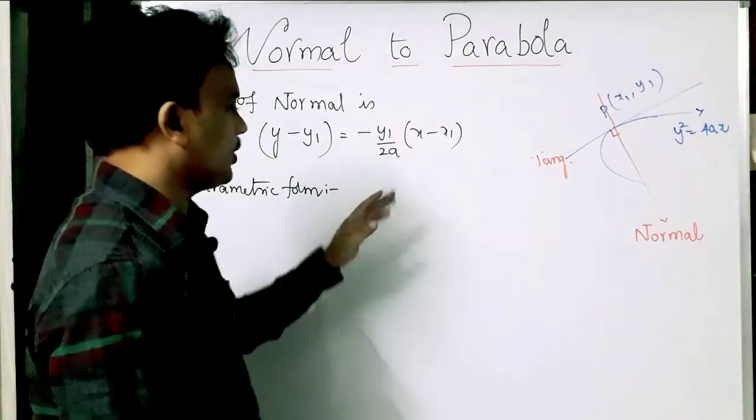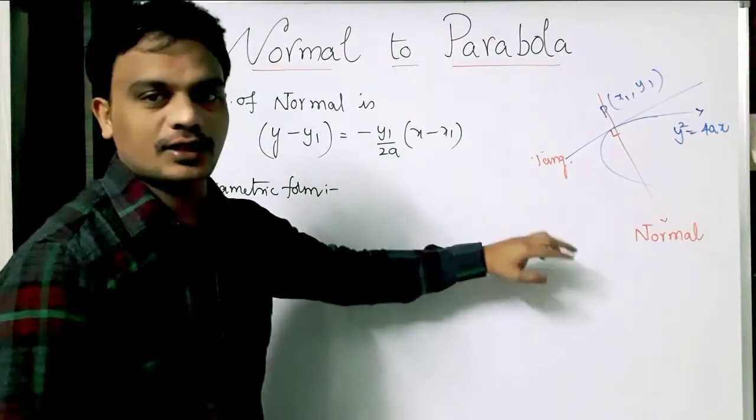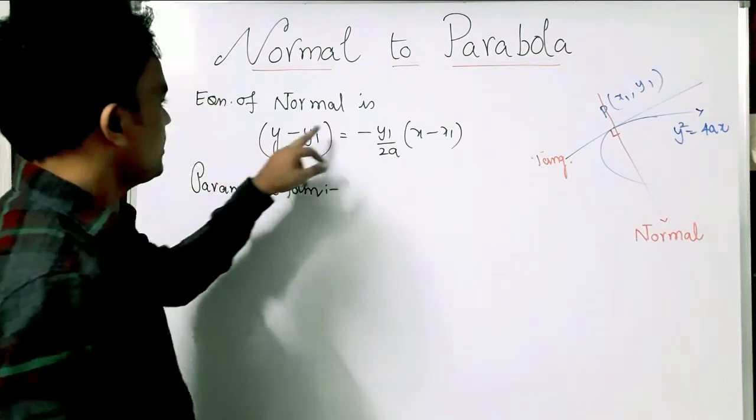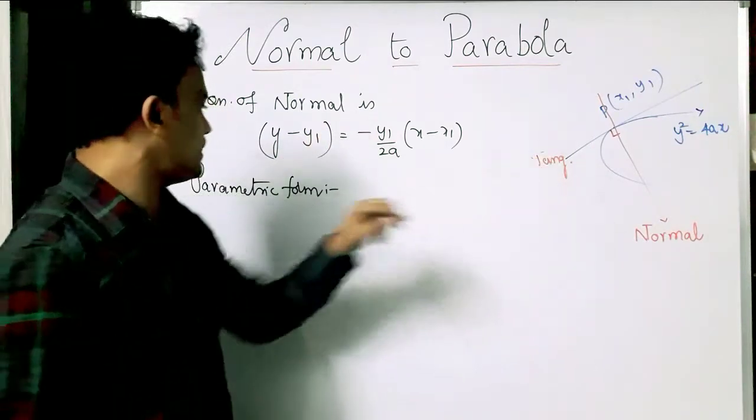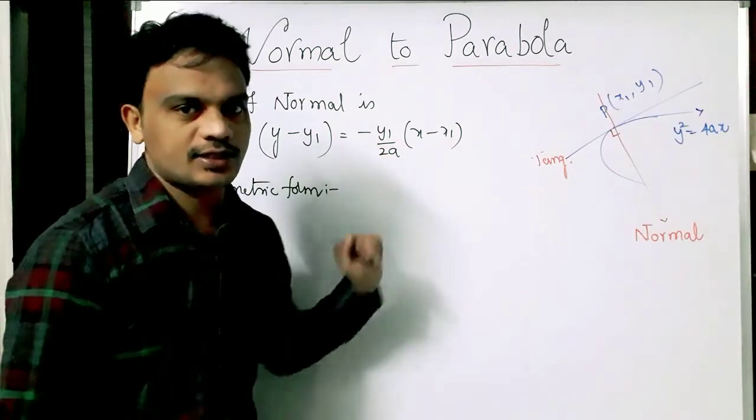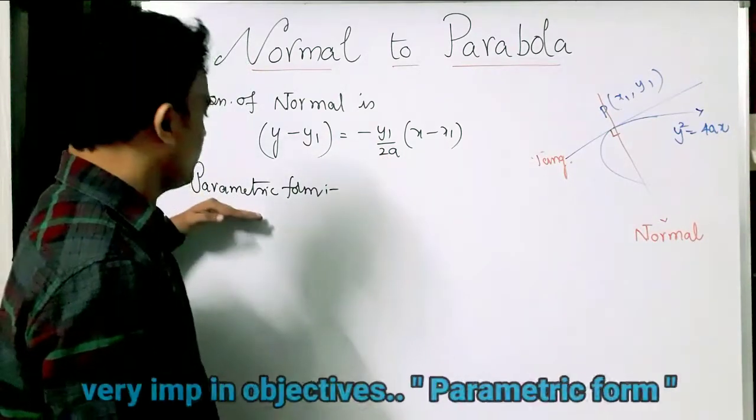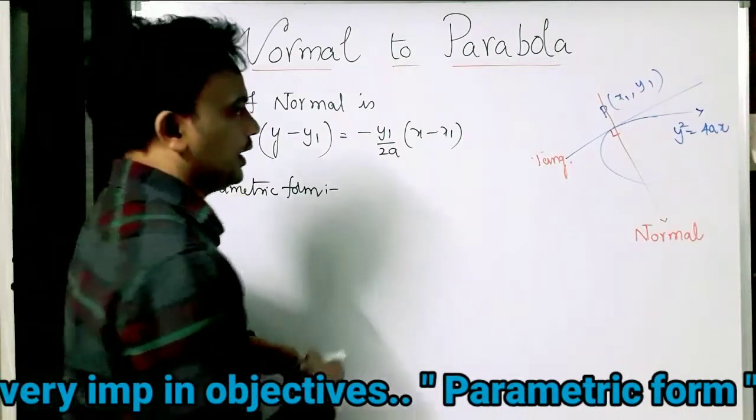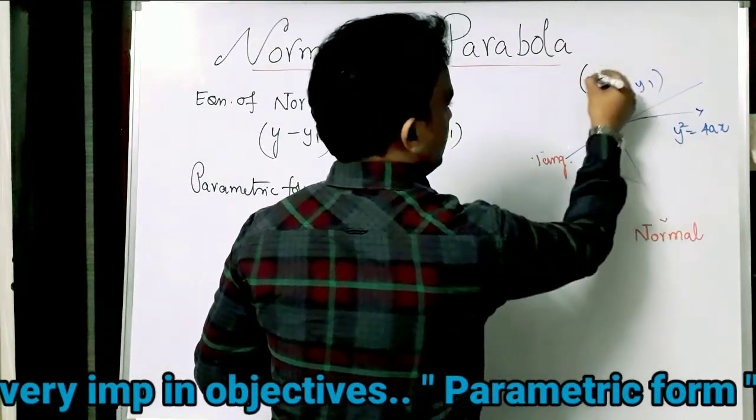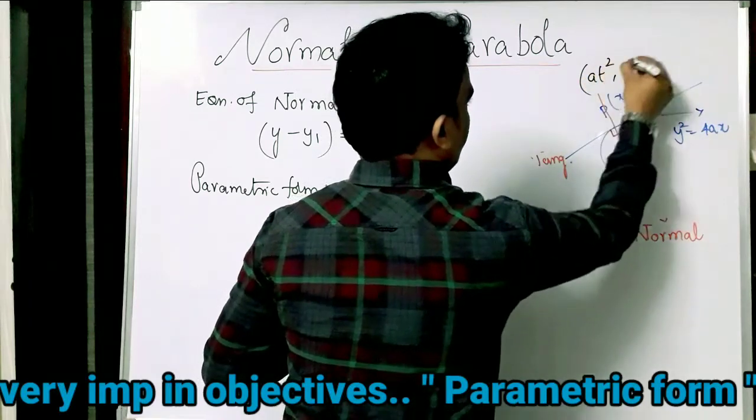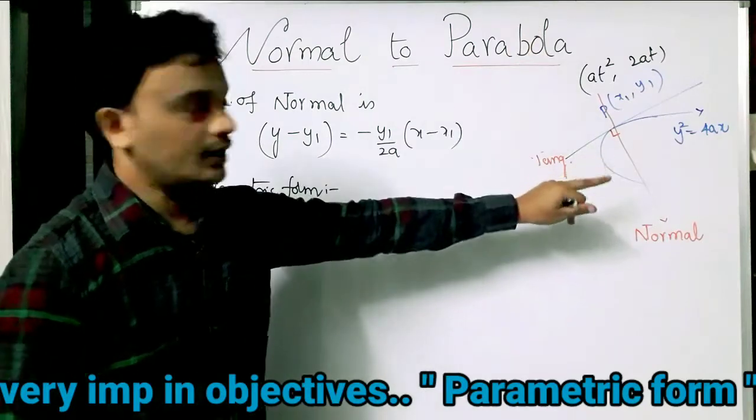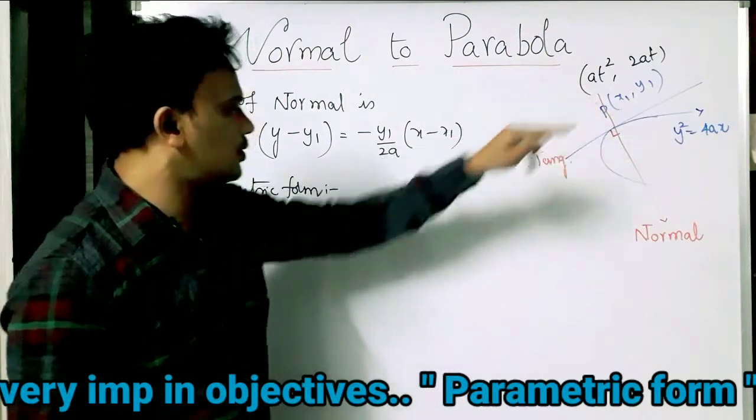Now we are going to discuss the equation of the normal in parametric form. The equation of the normal at the given point is y minus y1 equals minus y1 by 2a of (x minus x1), as we just discussed. Now the point is in parametric form: x equals a t square, y equals 2at, am I right or not? We just substitute these values.